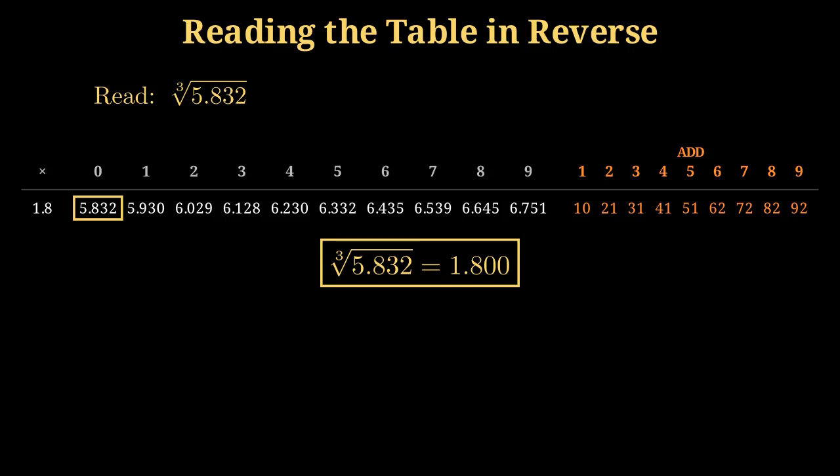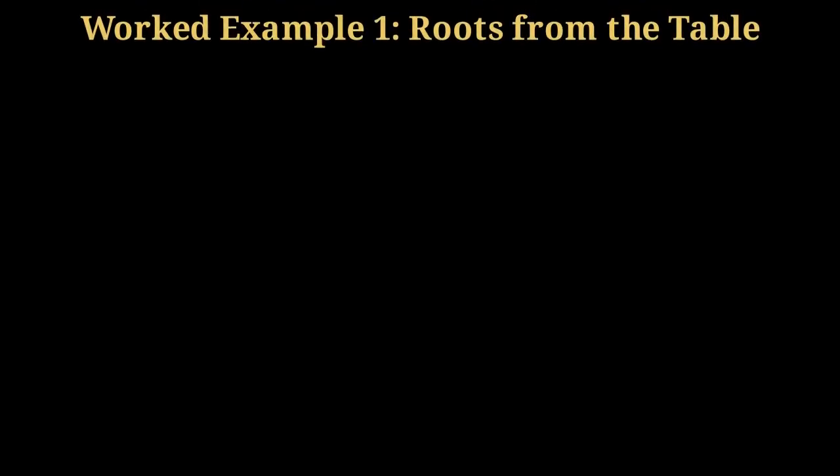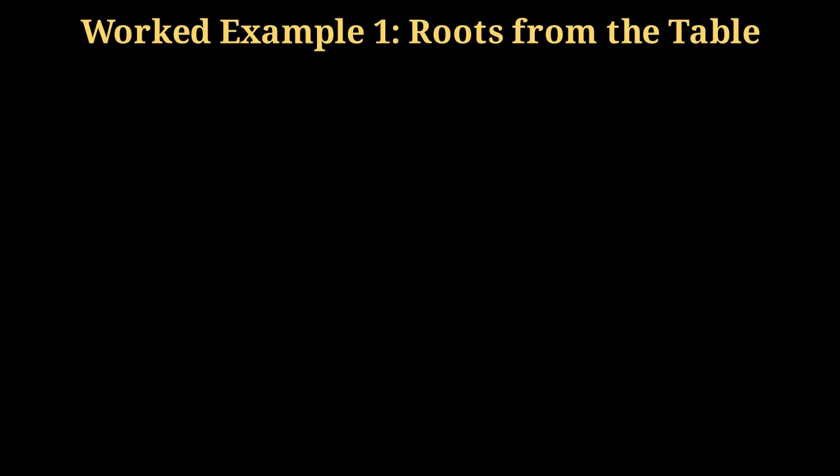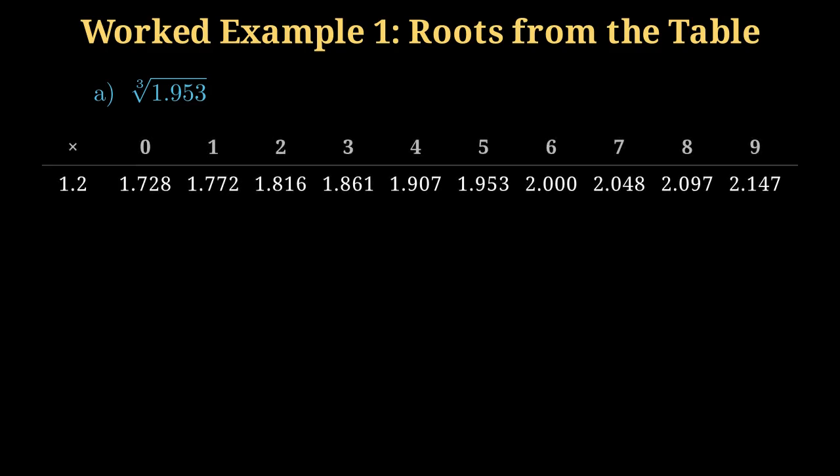When the number is not printed exactly, that is where the ADD columns wake up. To the examples. Worked example 1, cube roots read from the table. Use mathematical tables to find the cube root of 1.953 and of 7.395. A, 1.953. Step 1, hunt for it in the body of the table. Here is the row where it lives, and it is printed exactly: 1.953 right here. Row label 1.2, column heading 5.